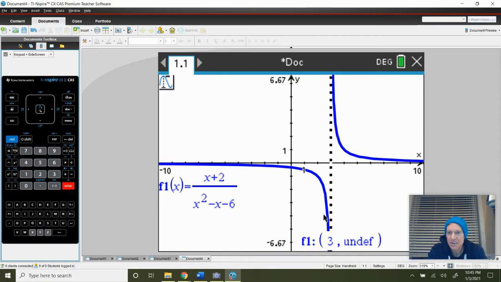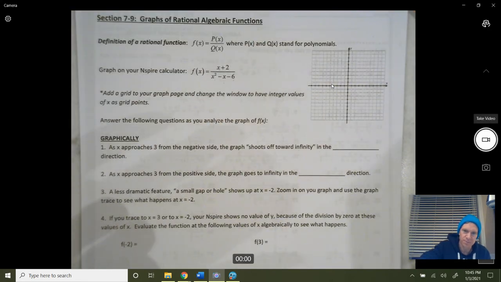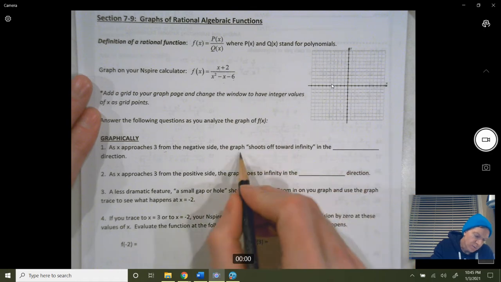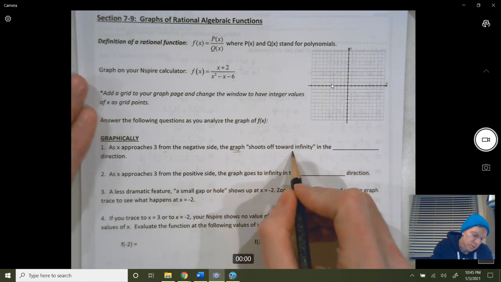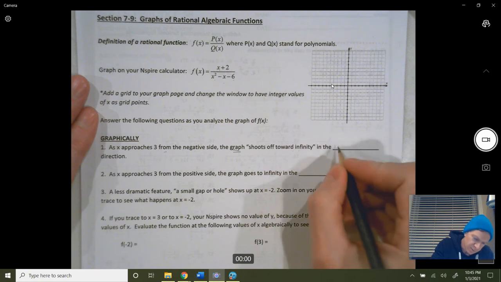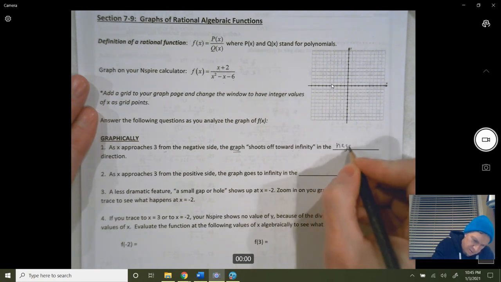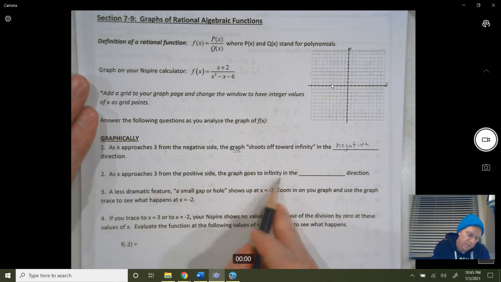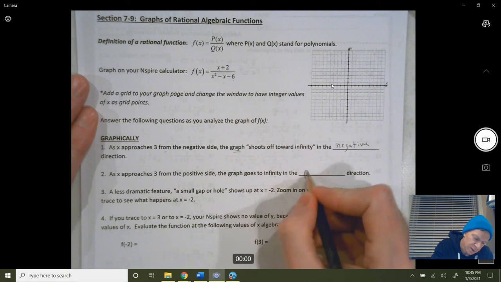The next question is: as x approaches 3 coming from the right side, or the positive side, our y value, or the value of our function, is approaching infinity in the positive direction. Let's fill out those two questions. As x approaches 3 from the negative side, the value of the function shoots off towards infinity in the negative direction. And as x approaches 3 from the positive side, the graph goes to infinity in the positive direction.